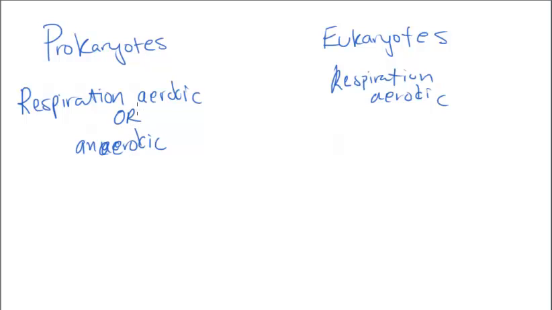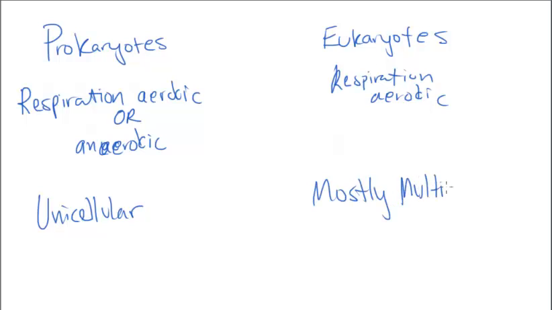And then the last difference I want to talk about is that most prokaryotes are unicellular, while eukaryotes are mostly multicellular. As you'll see in eukaryotes, there are a lot of exceptions to the rules, so that's why we have to say mostly for both of these.